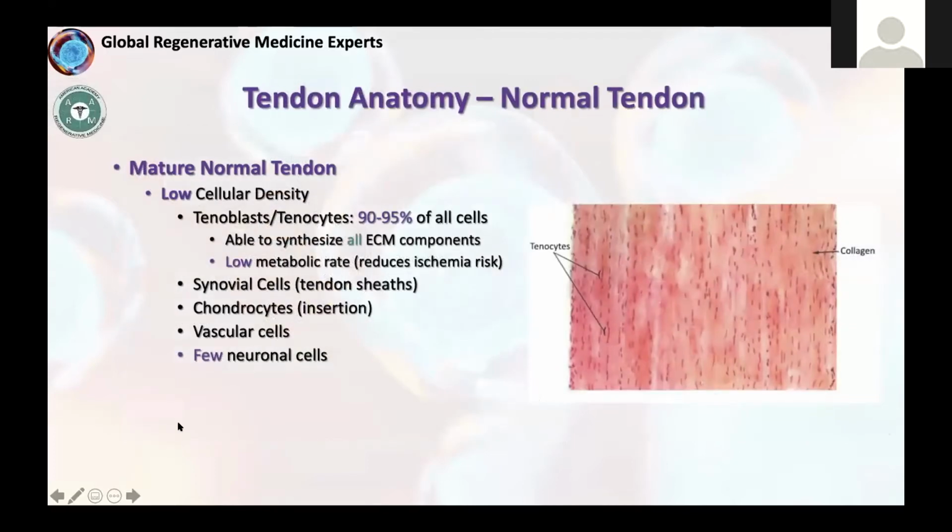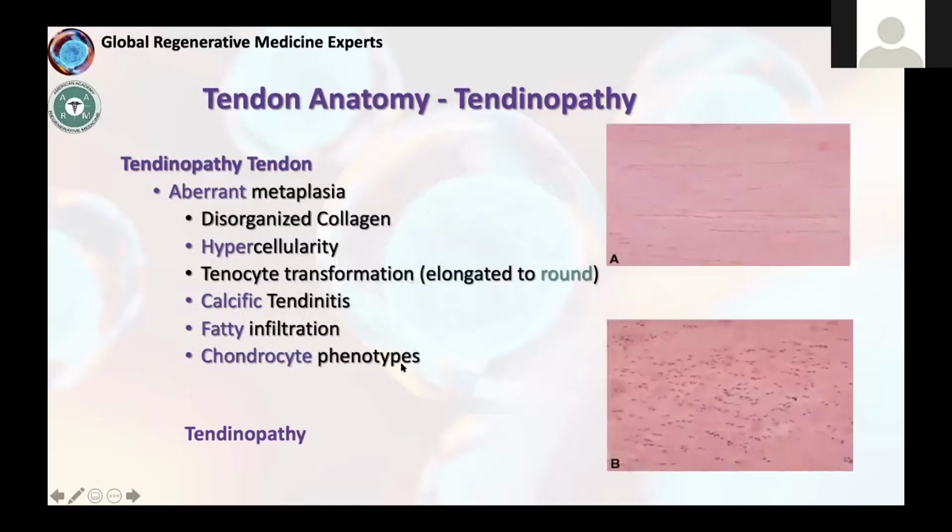Now, in a tendon, the amount of cells is less. So basically, it's a low cellular density in the tendon. And the main cell is the tenoblast or tenocyte, which constitutes 90 to 95% of all the cells. They also have synovial cells, which are usually present in the covering of the tendon, and where the tendon is inserting over the bone or any epineurotic junction, they also have some chondrocytes and of course some blood vessels and some nerve cells.